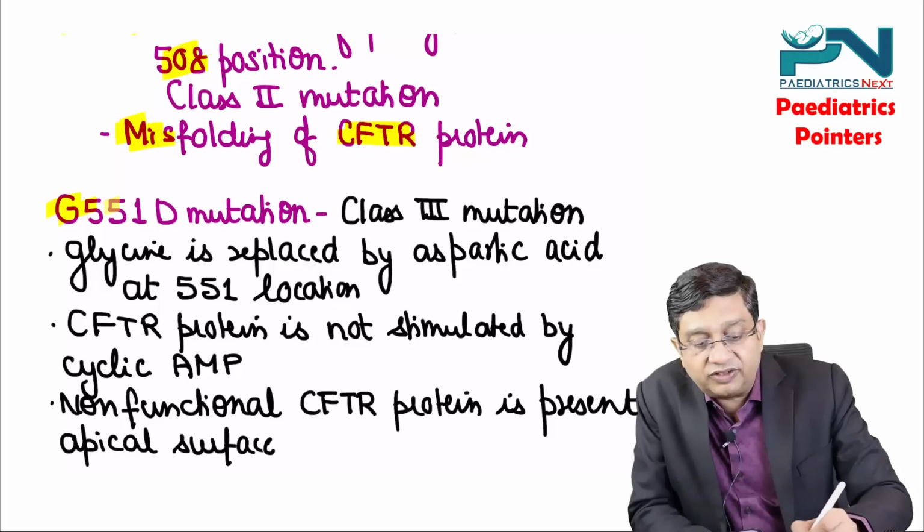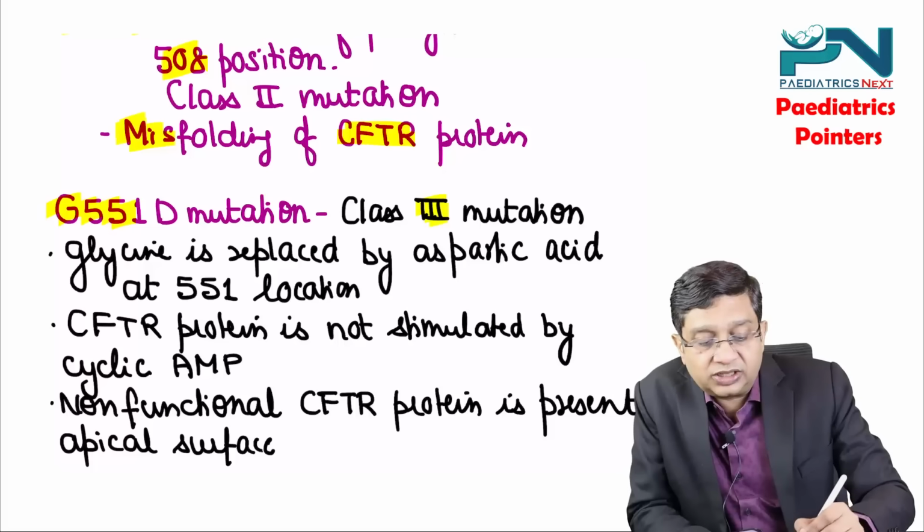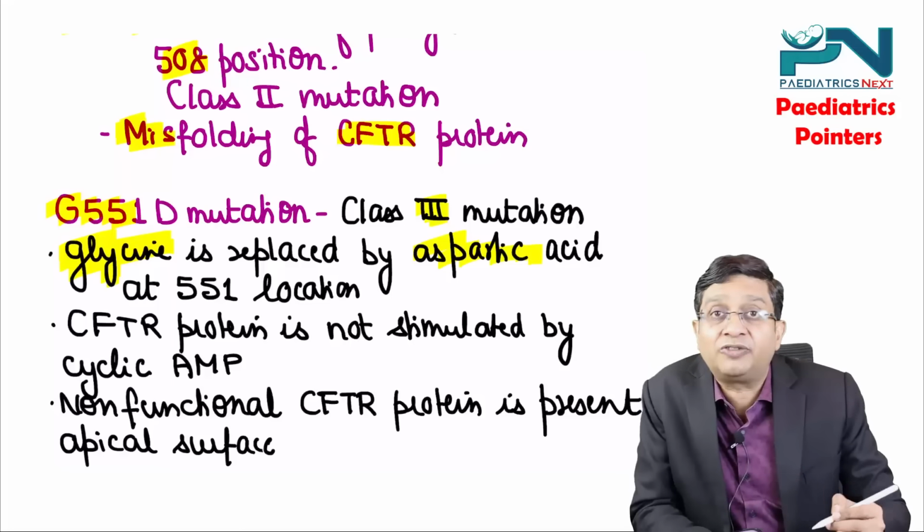Then there is the G551D mutation. This G551D mutation is a class 3 mutation. In this, what happens? Glycine is replaced by aspartic acid at location 551.